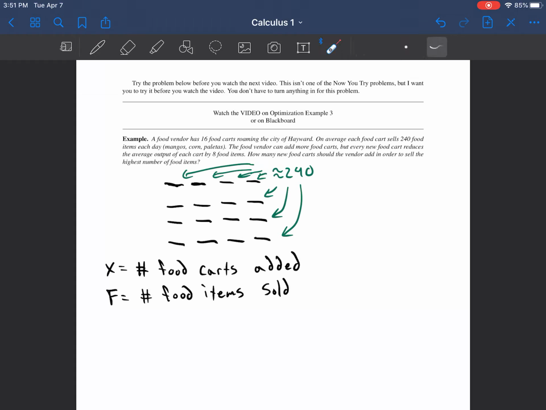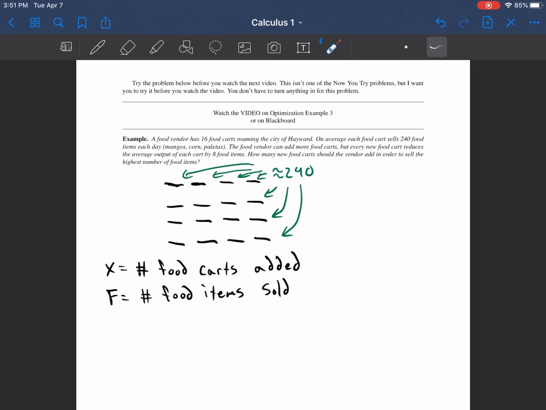So we have a food vendor who has 16 food carts roaming the city of Hayward. On average, each food cart sells 240 food items. So they sell something. Some of my favorite things are mangoes, maybe corn, paletas, something like that. The food vendor can add more food carts, but every new food cart reduces the average output of each cart by 8 food items. So how many new food carts should the vendor add in order to sell the highest number of food items?